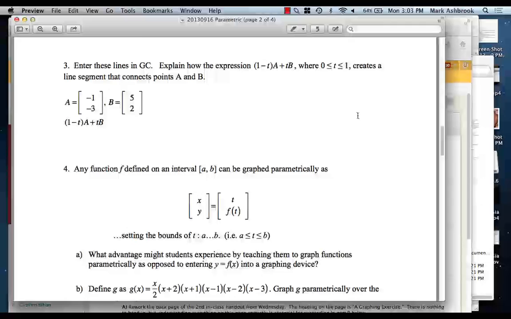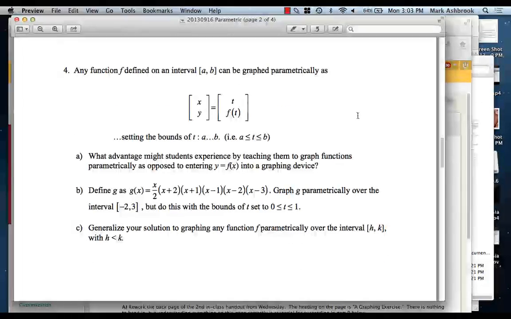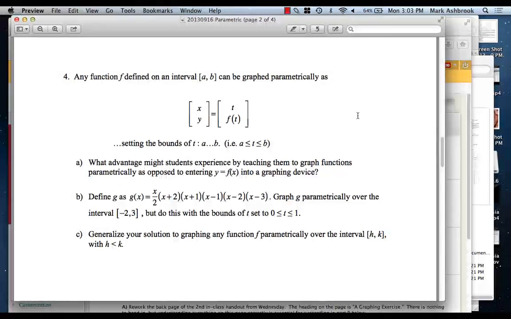So let's start with this one here, number 4. First of all, part A. What advantage might students experience by teaching them to graph functions parametrically as opposed to y equals f of x in a handheld? So what were your thoughts on that, Richard? I said that it would help students see how x and y vary on their own, kind of separate, and then see the covariation when it's brought together. Okay, so it's a different way of thinking about the two functions x and y together.